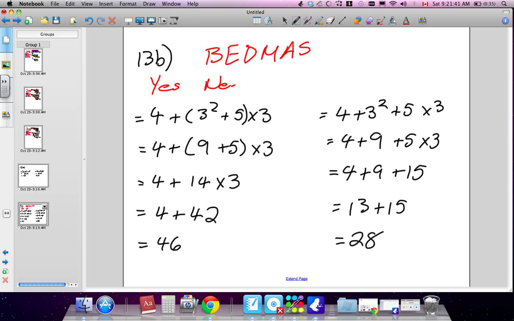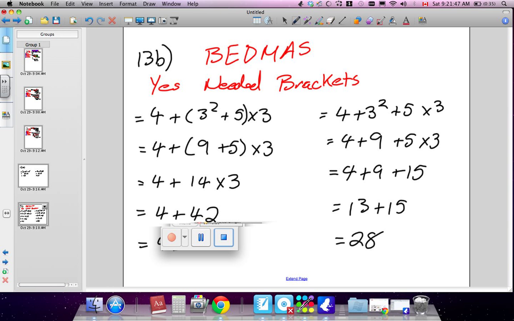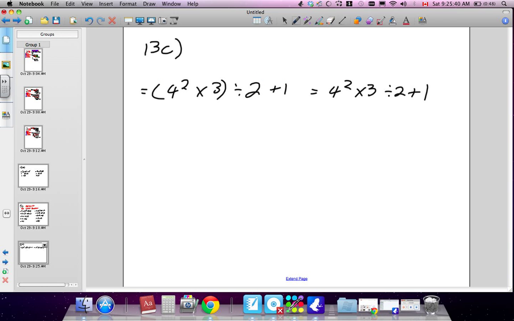Are our answers the same? No. So did question 13b need brackets? Yes. Needed brackets. That makes sense? Yeah. You girls want to try the other?